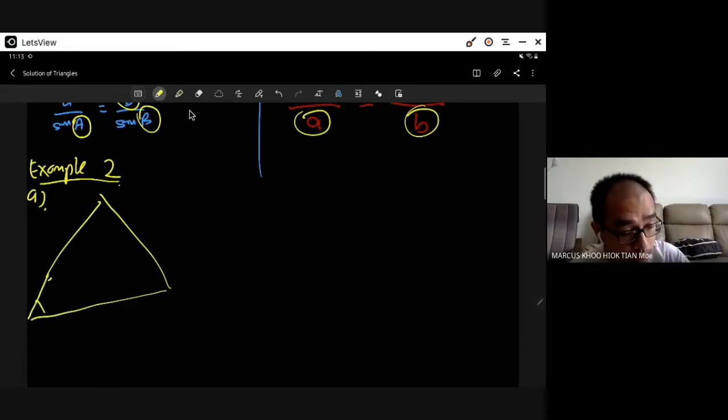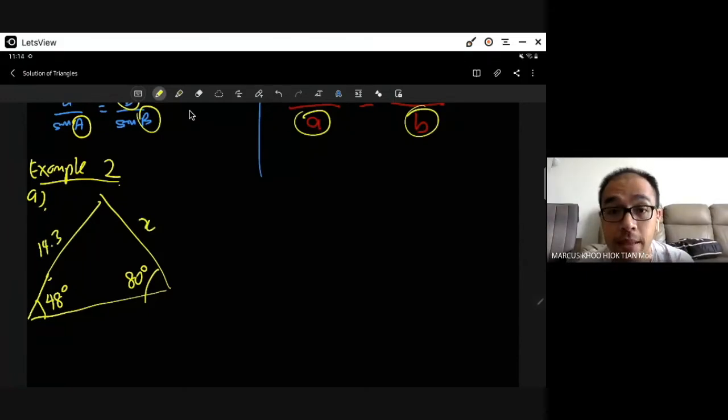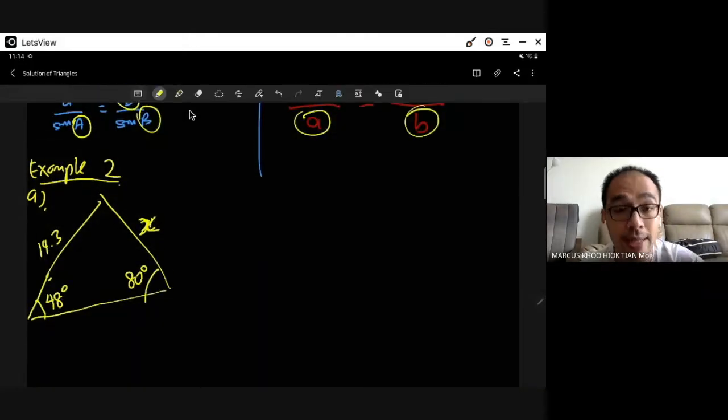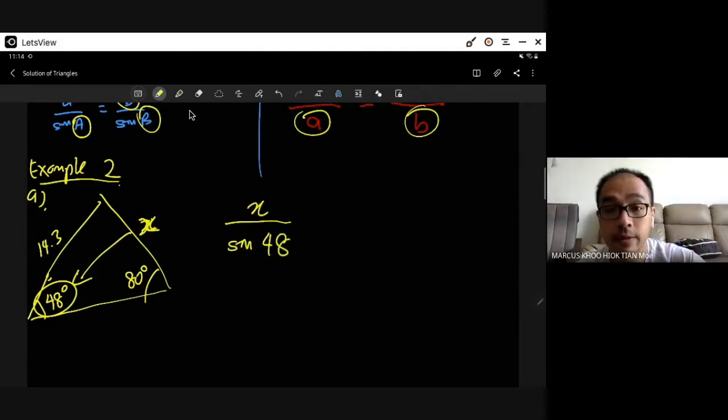So here they give you 48 degrees. Here they give you 80 degrees. Here they give you 14.3, and here they give you x. So the question is to find x. The thing that you must ask yourself: am I finding the side or am I finding the angle? x is the side. So if you want to find the side, you put the side up first. The one that you want to find is the first thing that you write. Okay, x over, what is opposite to the side? The angle of 48. So sine 48.